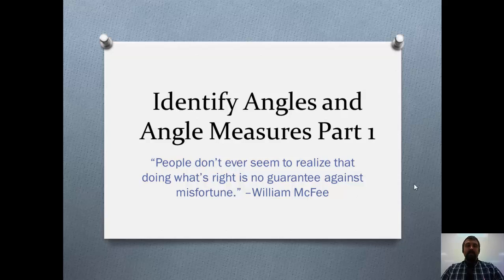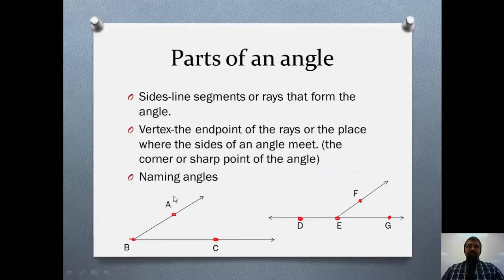Hello class, today we will be talking about angles and how to identify them and how to measure them. This is going to be the first part of a two-part series. Parts of an angle. These are just what makes up an angle. There are two main parts, the sides of an angle and the vertex of an angle.